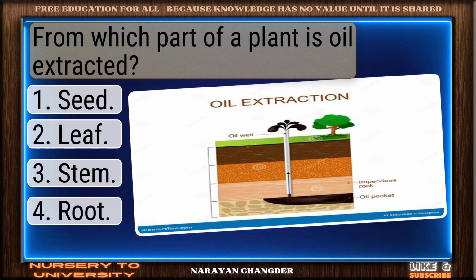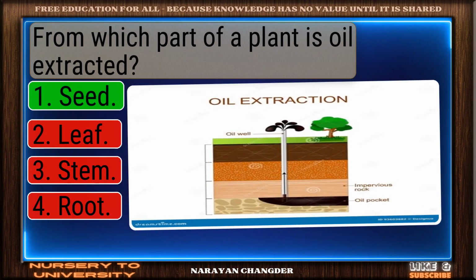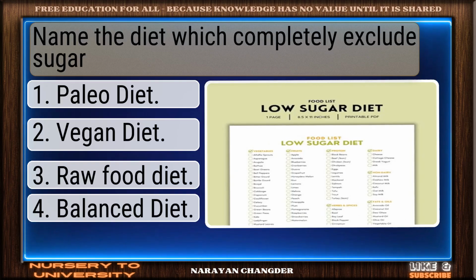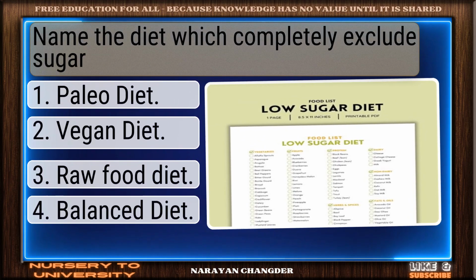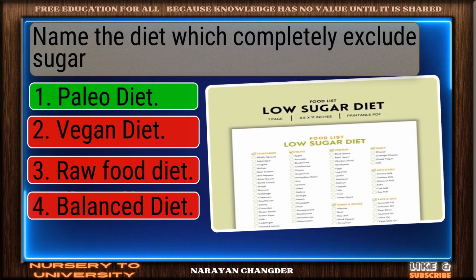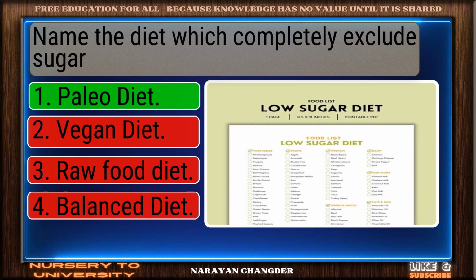From which part of a plant is oil extracted? Solid response. Seed is a valid choice. Name the diet which completely excludes sugar. Smart pick. Paleo diet is the correct choice.